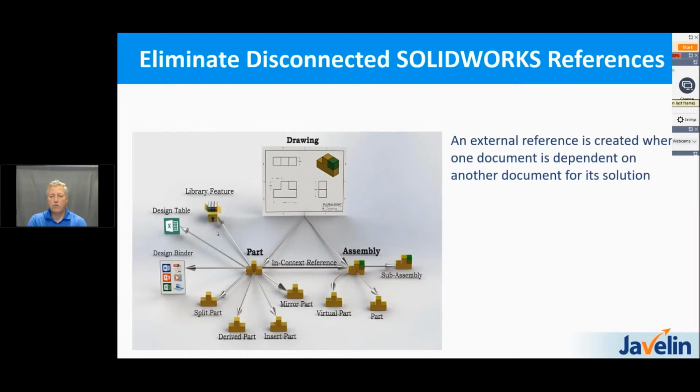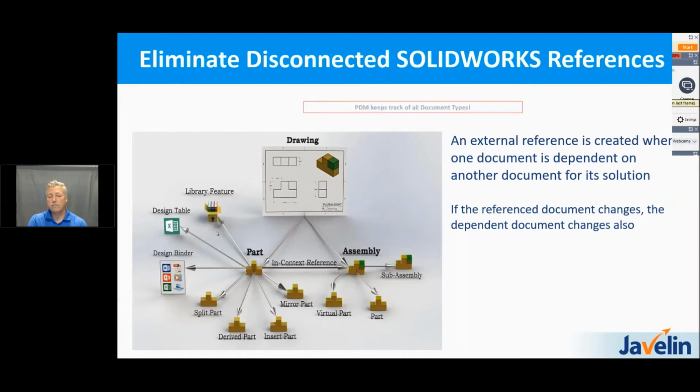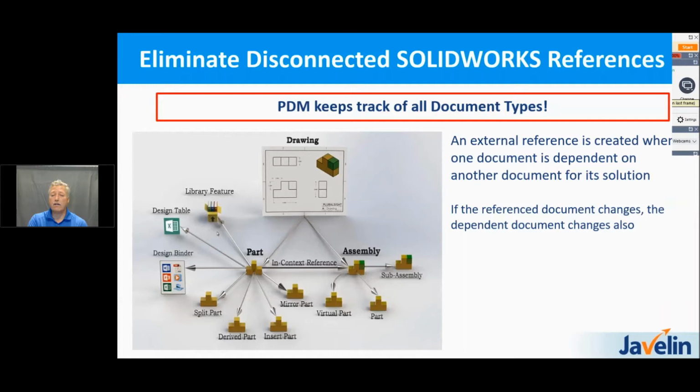So we know that when the external reference is created, that document's depending on another for its solution. And if that reference document is actually changed, then it updates the dependent documents as well. And that's all providing it can find where those reference documents are. PDM will keep track of all document types. So once you check them into the vault, PDM is aware, and the database actually keeps track of where those are and if they're moved or modified.